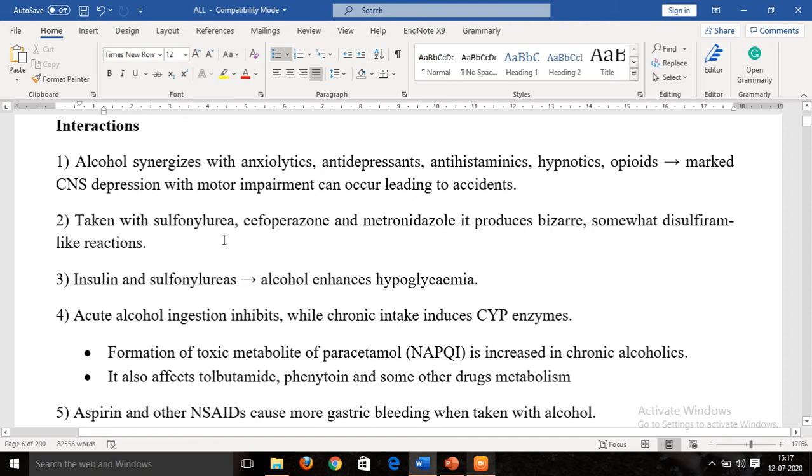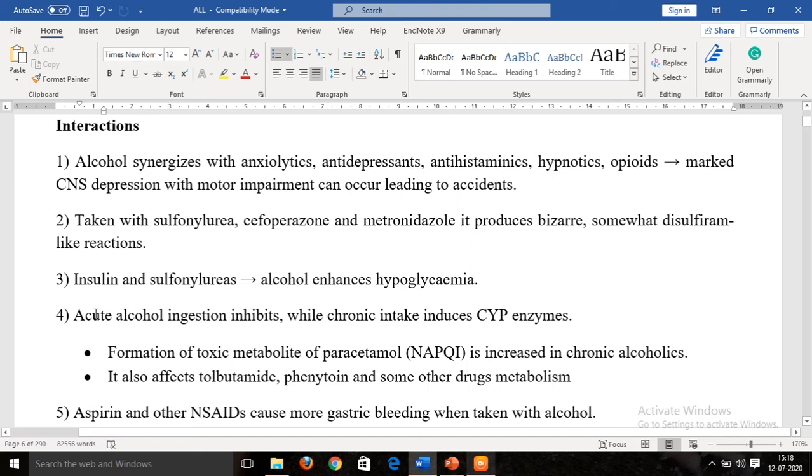The next is if the alcohol is consumed along with drugs like sulfonylureas, which are anti-diabetic drugs, cefoperazone and metronidazole, which are antibiotics. When combined with these drugs, it produces bizarre, disulfiram-like reactions. Bizarre meaning quite unusual types of reactions are produced. We will see what disulfiram-like reactions are under the aldehyde dehydrogenase inhibitor.